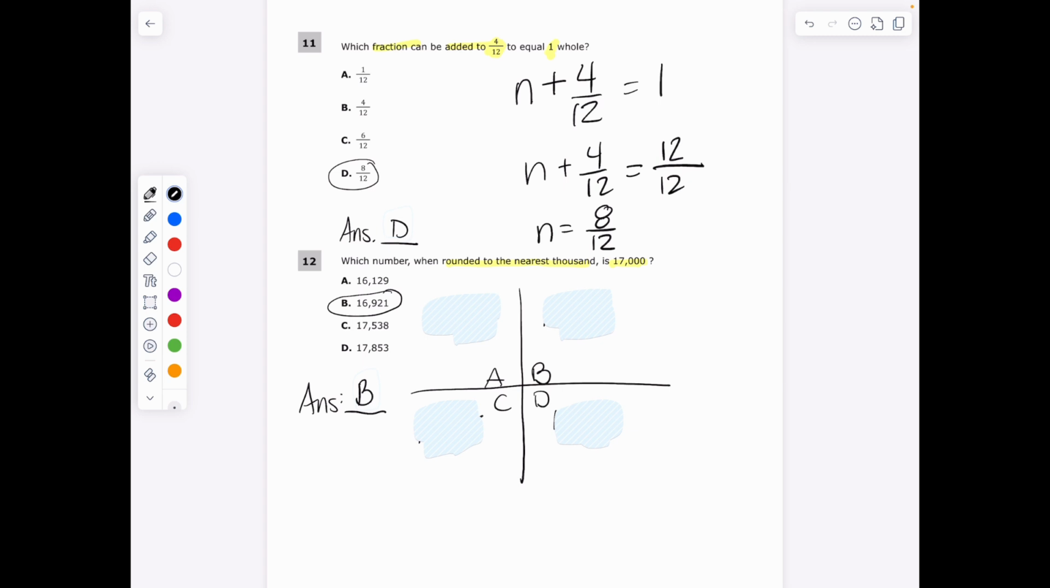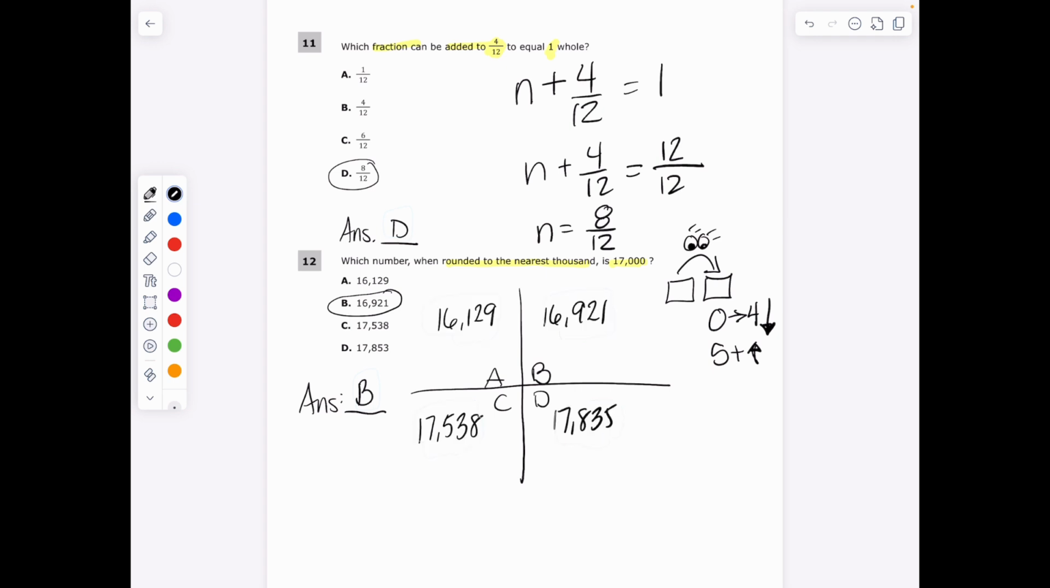So we're always going to look to the right. So here's some eyeballs. We're going to look on our right, wherever that number is on the right. And if it's 0 to 4, we're going to round down to the floor. If it's more than 5, we round up to the sky. So all I'm going to do here is I'm going to write, here are the 4 numbers for A, B, C, and D.